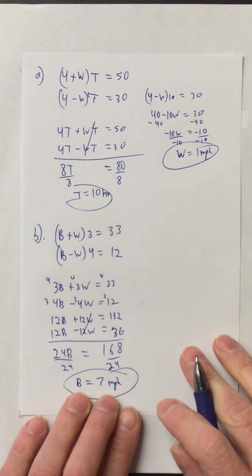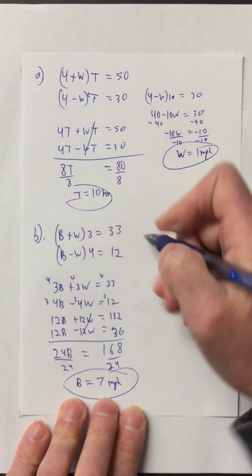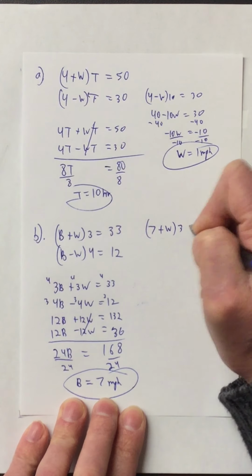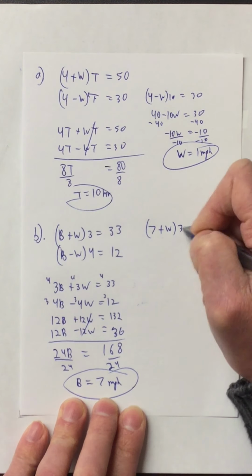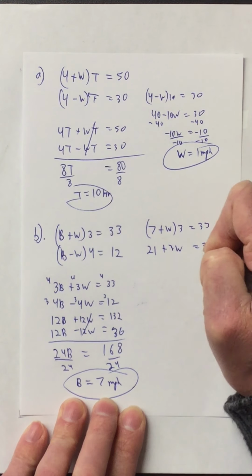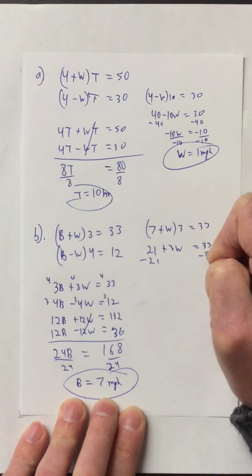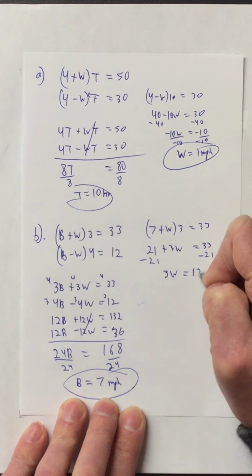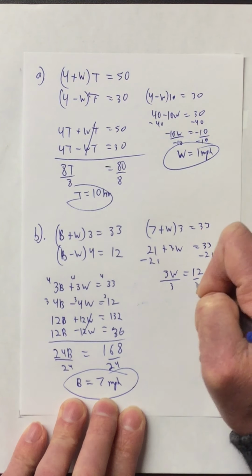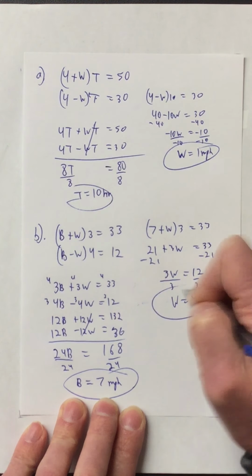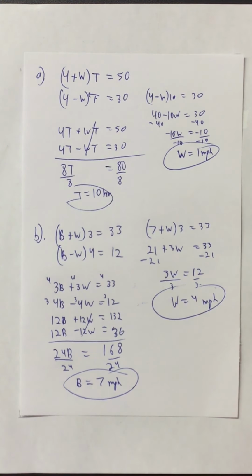All right, what is the current? Well, let's plug it back in. We use the top one here. If our boat's going 7 and we add the water in our equation, 7 times 3 is 21, plus 3w to remove our parentheses. Subtract 21 from both sides. 3w is going to be equal to, looks like 12. Divide by 3, divide by 3. The water looks like it's going 4 miles per hour. And there are the answers for B.